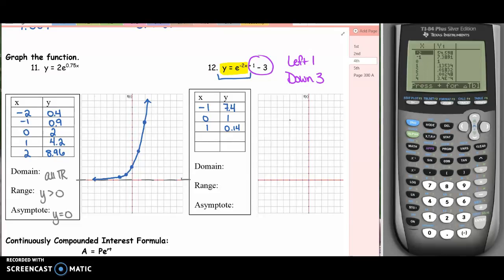So these are our temporary points, negative 1, 7.4, 0, 1, and something ridiculously close to 0. Those are my temporary points. And each of these temporary points, I'm going to move left 1 and down 3.